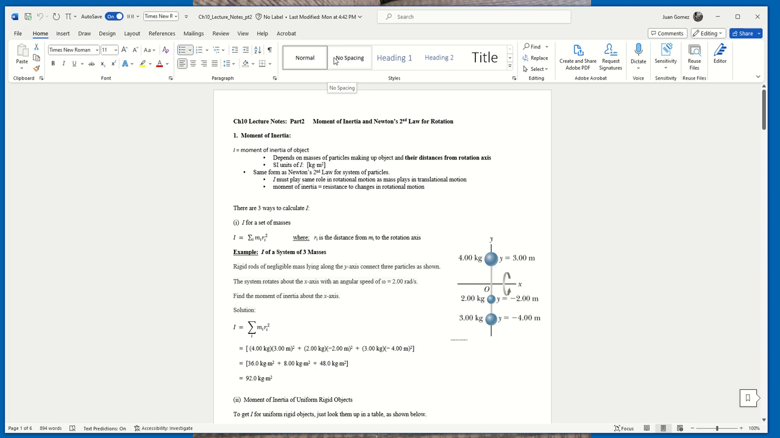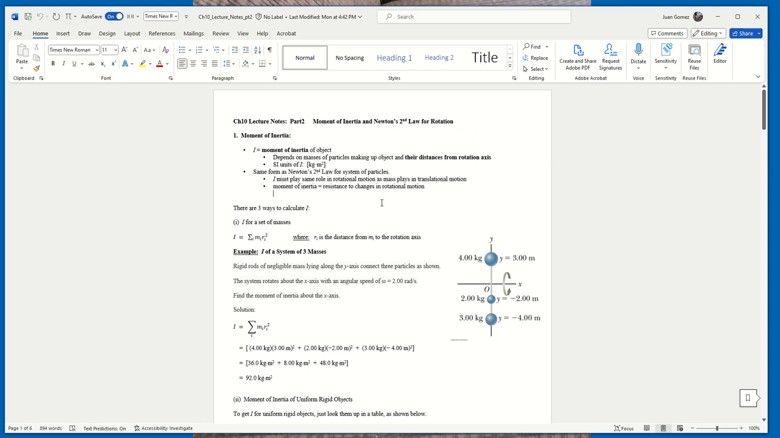For example, I could take a uniform rod and pivot it about an axis right through its center. I could hold the center of a ruler between my fingers and rotate it, or I could hold the edge of the ruler between my fingers and rotate it. Those are going to result in two different moments of inertia. So the moment of inertia of an object or a system of objects depends on the rotation axis, and it has units of kilogram times meter squared.